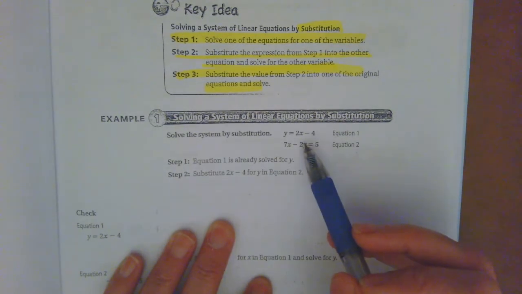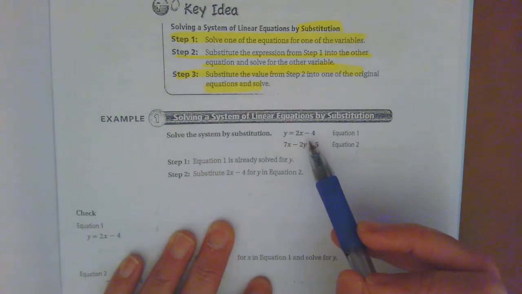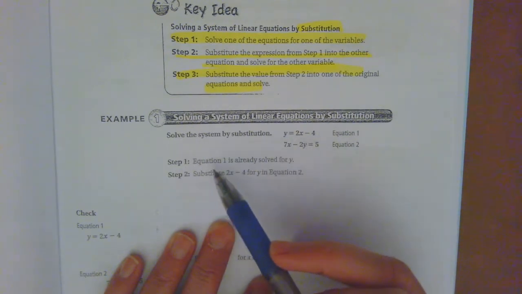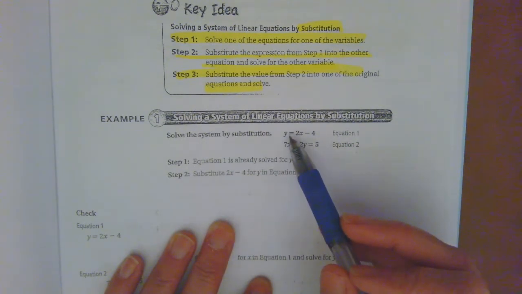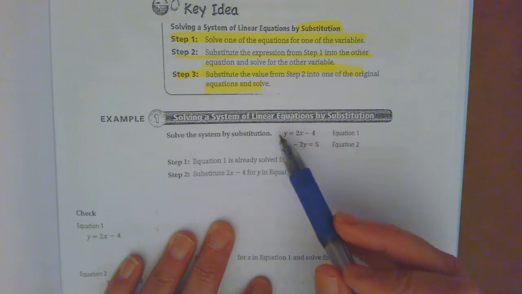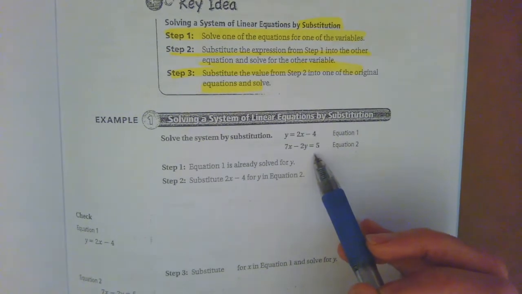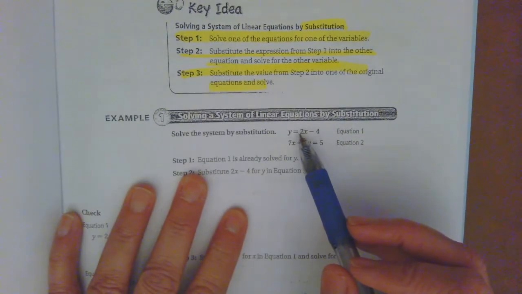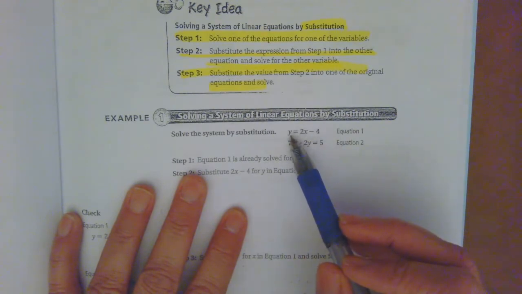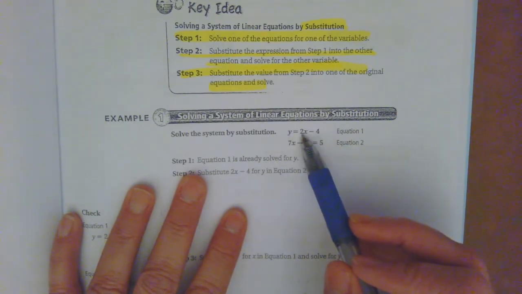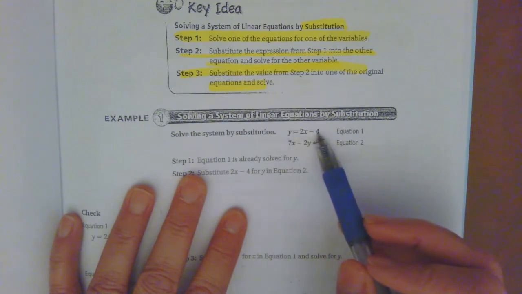So if I were doing this one, I have 2 equations. So first step, equation 1 is already solved for y. So in this case, this is probably the easiest one to start with. If they're not both solved for a variable, then you want to solve for y or solve for x so that variable is isolated. So we're going to take this one and we're going to substitute. So they're saying y is equal to this. So wherever I see a y, I can replace y with 2x minus 4.